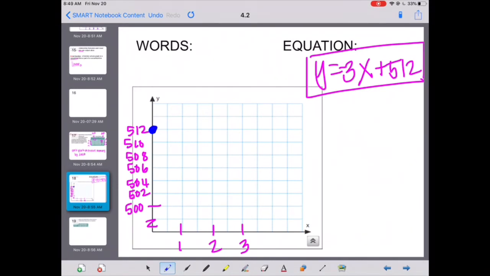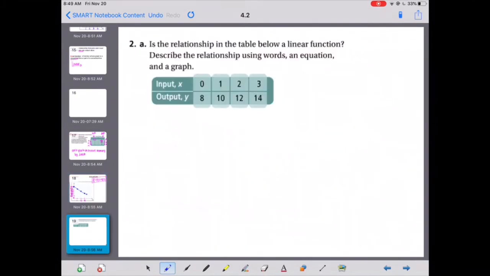All right, when I plugged in a 0, because that was our first, 0 pictures taken, I had 512 megabytes. 1 picture taken, I was down to 509. 2 pictures taken was at 506. And 3 pictures taken, I was down to 503. Linear function makes a straight line.